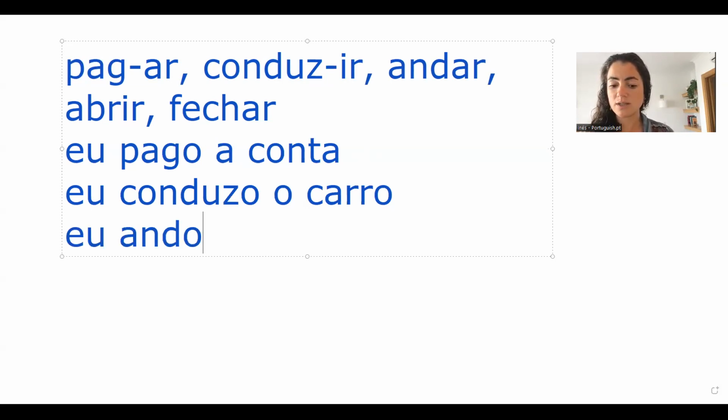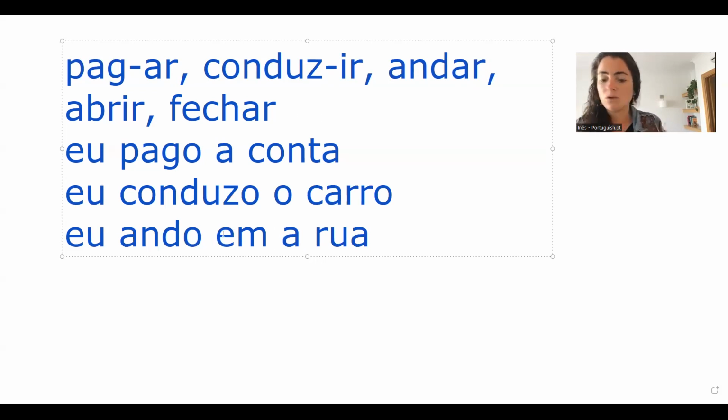eu ando. So how would you say I walk on the street? Street is rua. And if you want to say on the, would be literally em a rua. But when we have like on the, in the, or at the, we always mix these two, join them together and say na. Eu ando na rua.